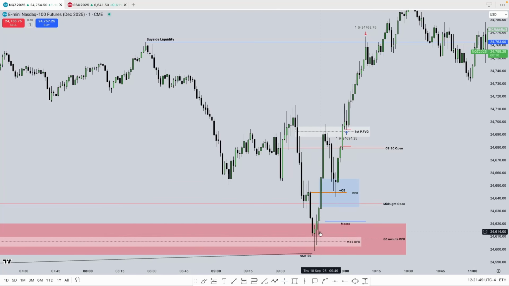Now look at how we just move higher. After giving people confidence that price will continue lower here, we move like that more higher, taking them out.